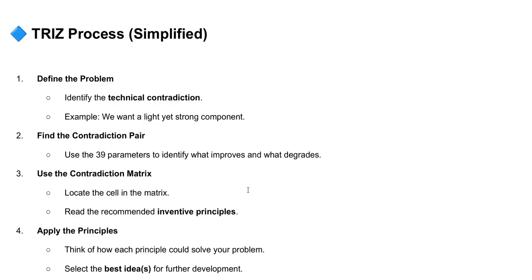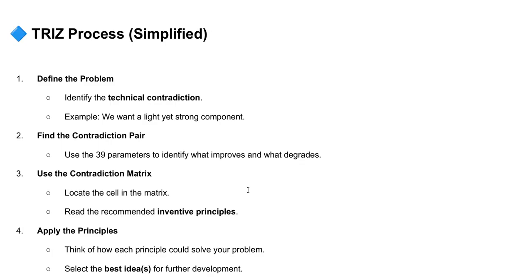First, define the problem and identify the technical contradictions. Example: we want a light yet strong component. First, identify the problem. There are different problems to identify. The second step is to find a contradiction pair. Use the 39 parameters to identify what improves and what degrades.